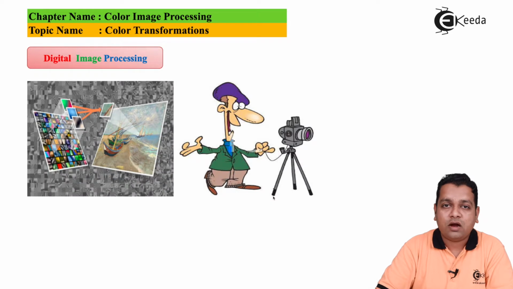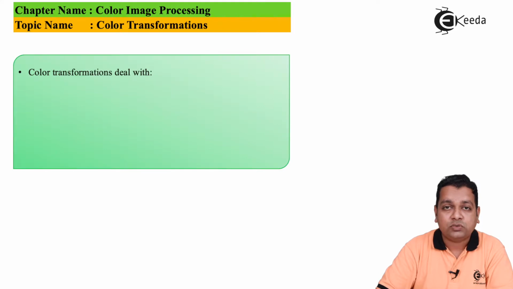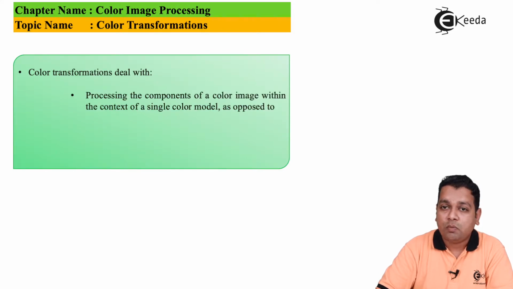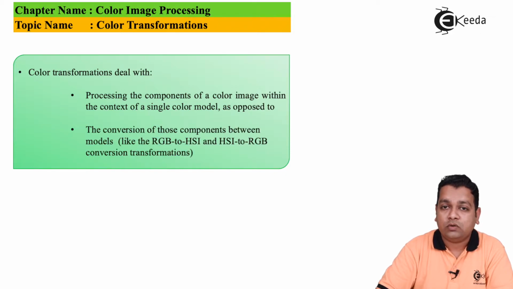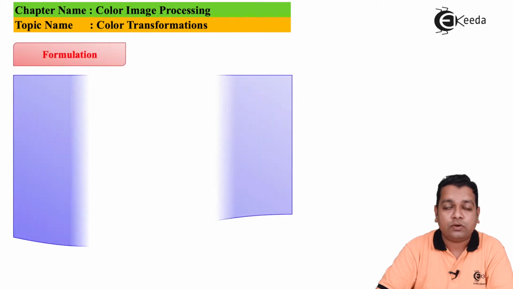So here we can start with color transformations in color image processing. Color transformations actually deal with processing the components of a color image within the context of a single color model, as opposed to the conversion of those components between models. Conversions between models are like RGB to HSI or HSI to RGB. So these are the transformations. Now we can have the formulation for this particular topic.